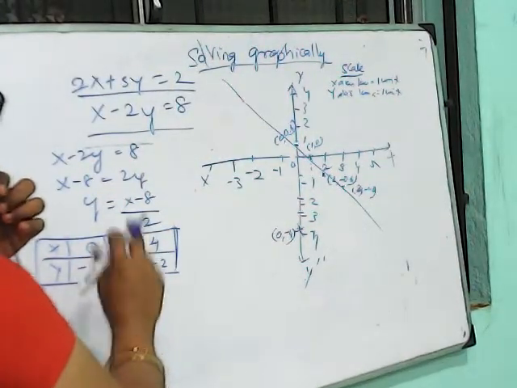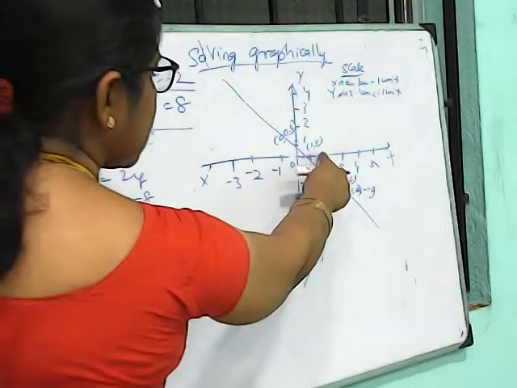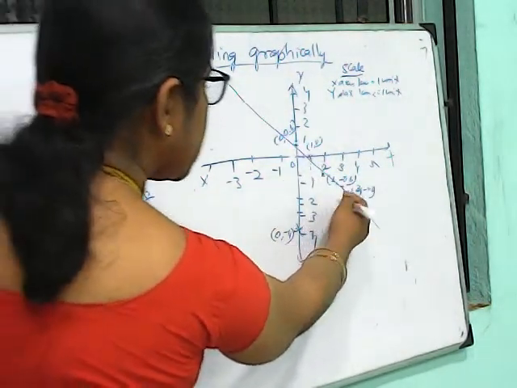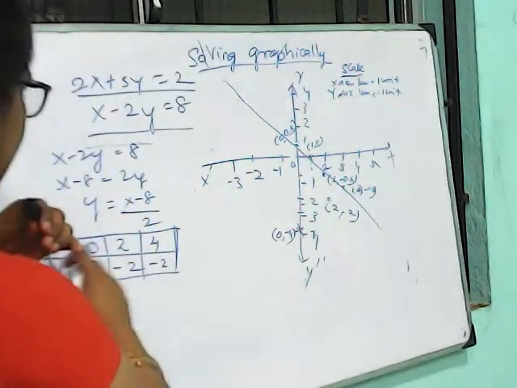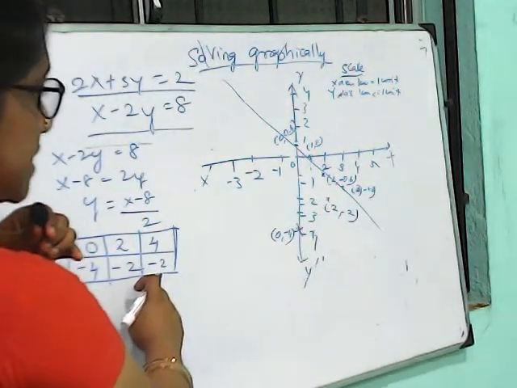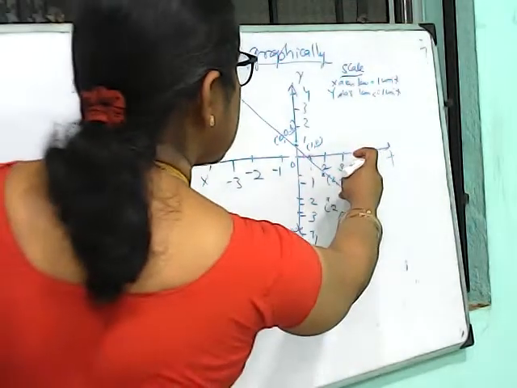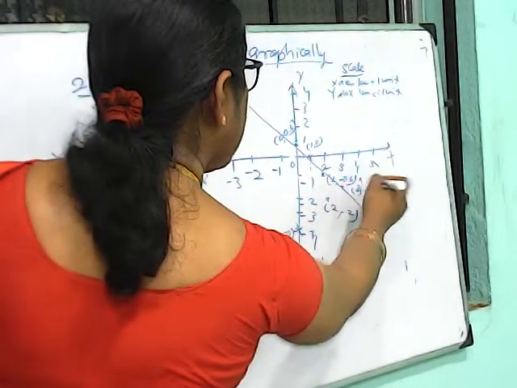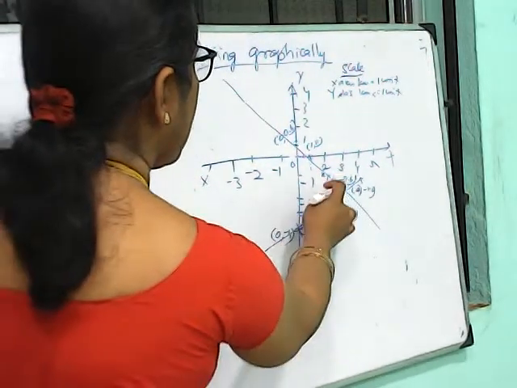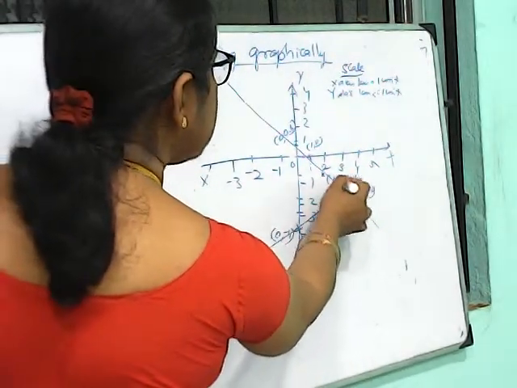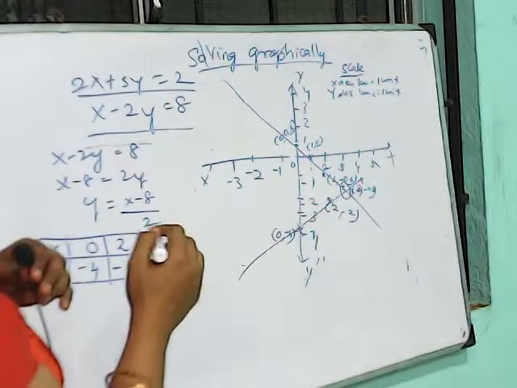Then 2 comma minus 2. So 2 on the x axis and minus 2 on the y axis, somewhere over here. Next, x axis 4 and y axis minus 2, somewhere over here. So just plot all these and join them. This point will become your point of intersection.